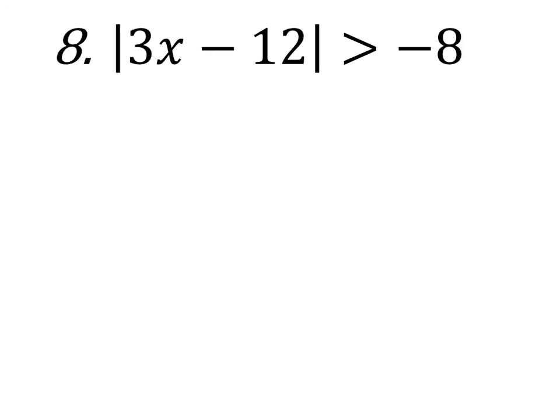In this problem, we have that a distance is greater than a negative number. So a distance can either be 0 or a positive number. If the distance is 0, 0 is greater than a negative number. And if the distance is a positive number, that's always going to be greater than the negative number. So that means everything you plug in for x will make this inequality true.